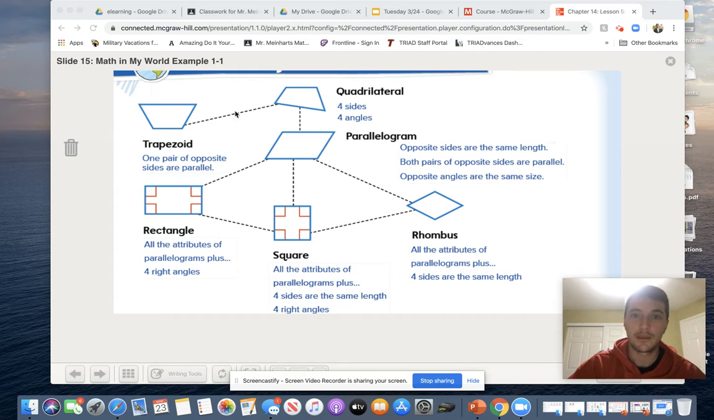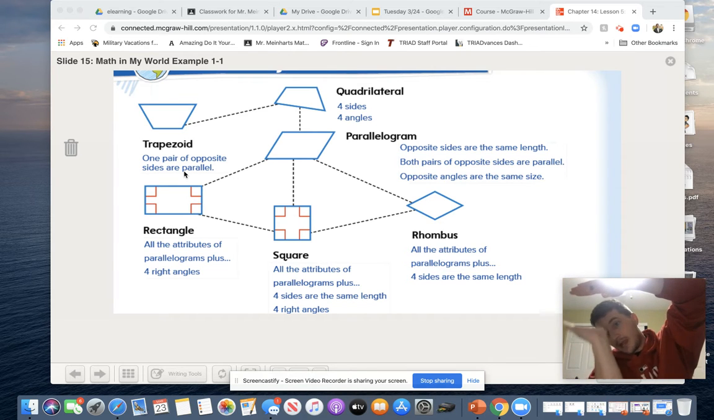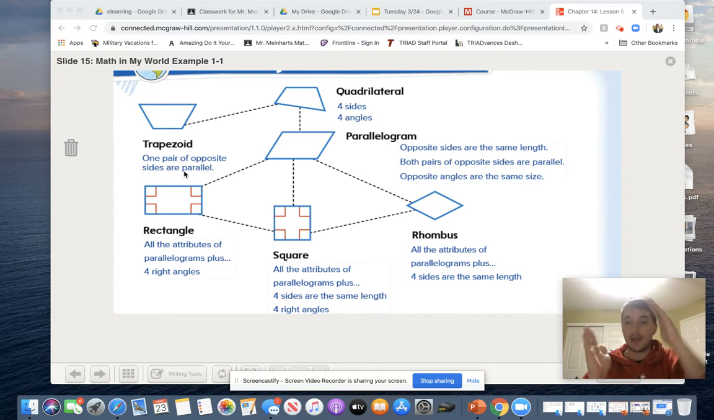We have trapezoid. One pair of opposite sides are parallel. Remember what we talked about yesterday. Parallel means that the lines can either go up and down or to the side, and we'll always have the same equal gap in between the two lines for infinity. They will never ever touch. You will come across some where the lines will eventually touch, but those lines aren't parallel. Parallel lines will never ever touch. Now if you see the dotted line moves us right to a quadrilateral. It has 4 sides and 4 angles.